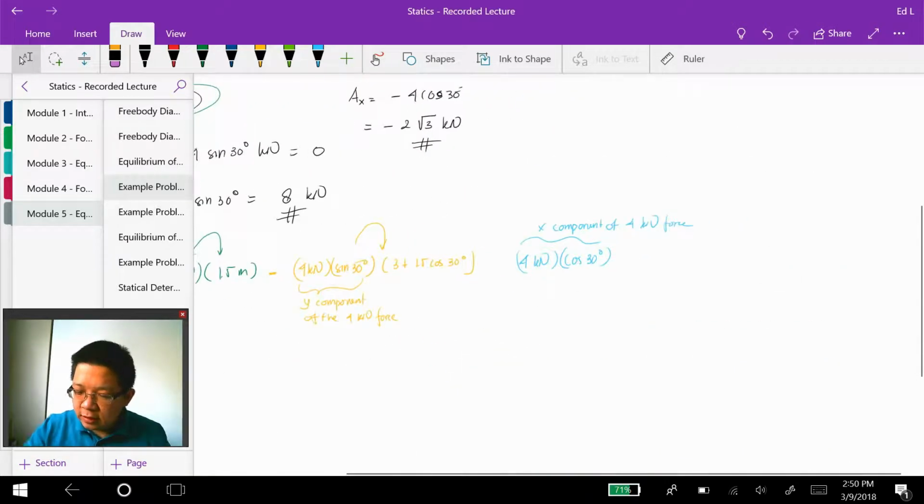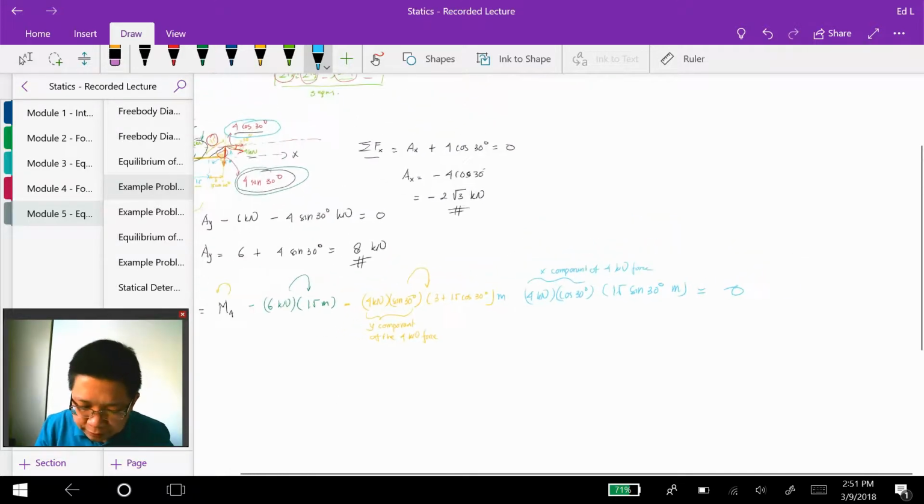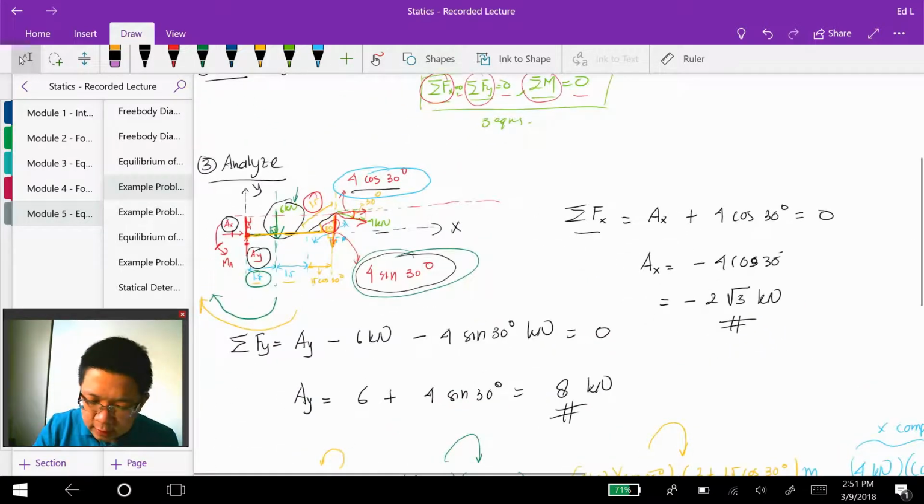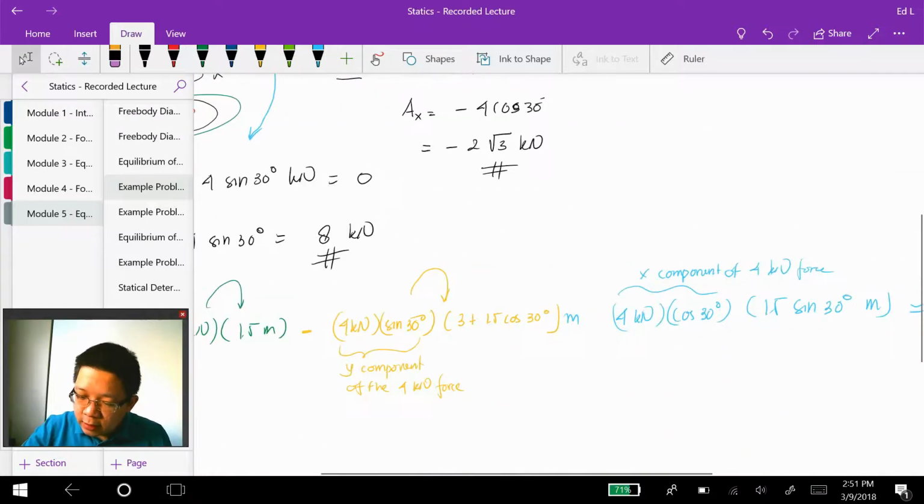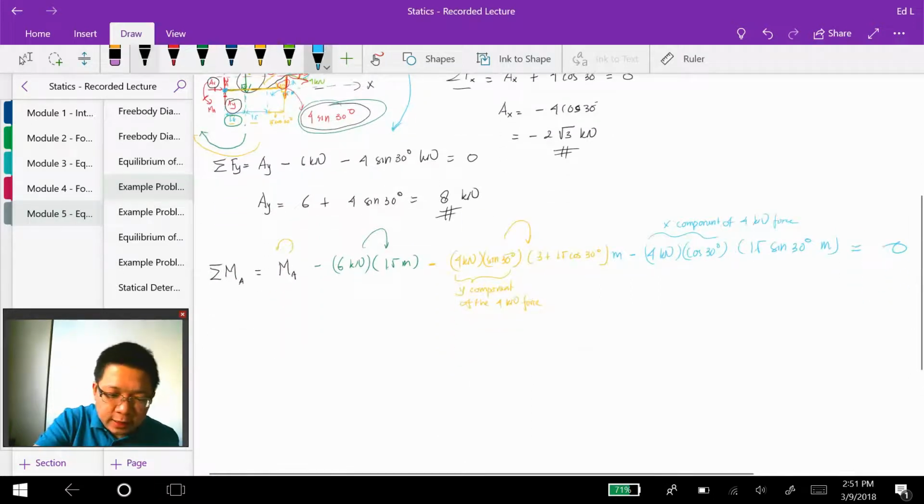So that distance is 1.5 sine 30 degree meter, and everything is equal to 0. With respect to point A, the x component of the 4 kilonewton force is going to the right, so it will cause a clockwise rotation as well. So it has a negative sign. Then we can calculate MA.